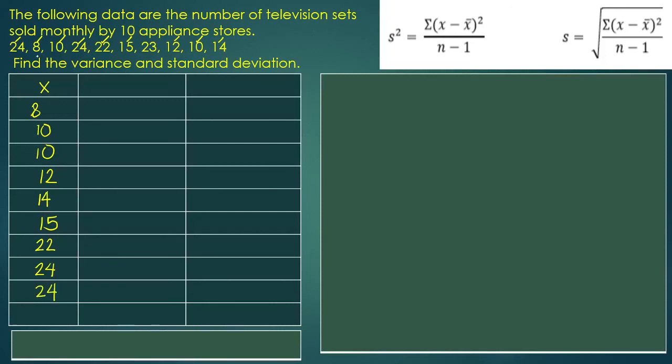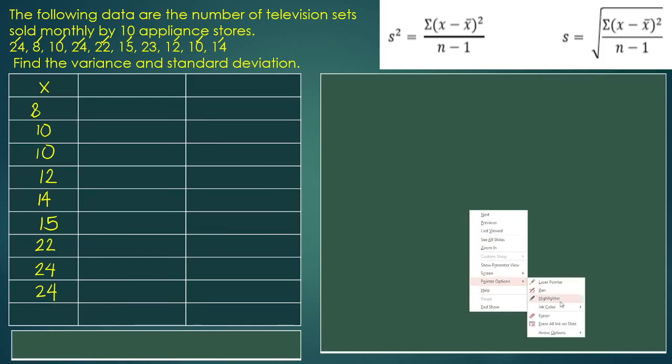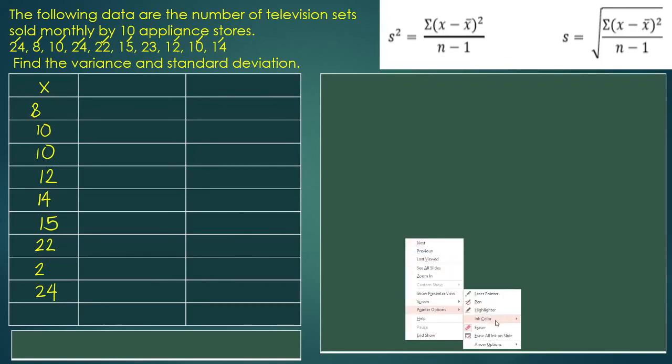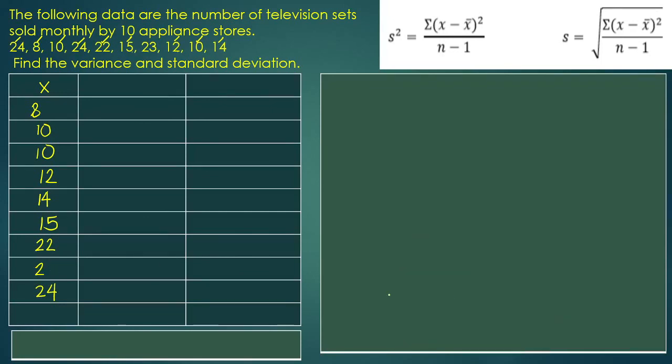Let's check. 1, 2, 3, 4, 5, 6, 7, 8, 9, 10. 1, 2, 3, 4, 5, 6, 7, 8, 9. One is missing. What is missing? 23. Okay, let me delete the 1 and 3 there first. This is 23. Thank you for that. Okay, so you have 23, and we have 24 over here.